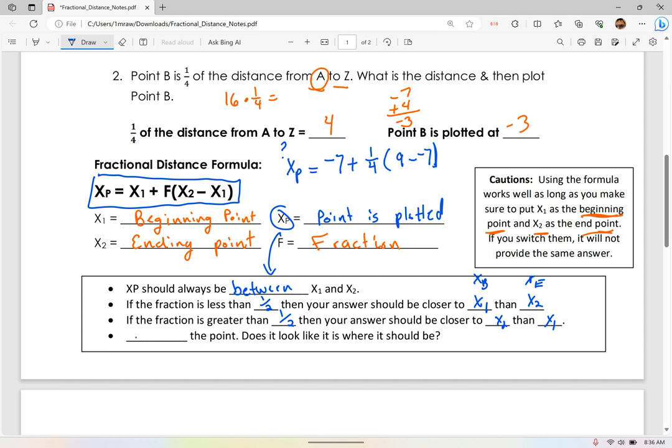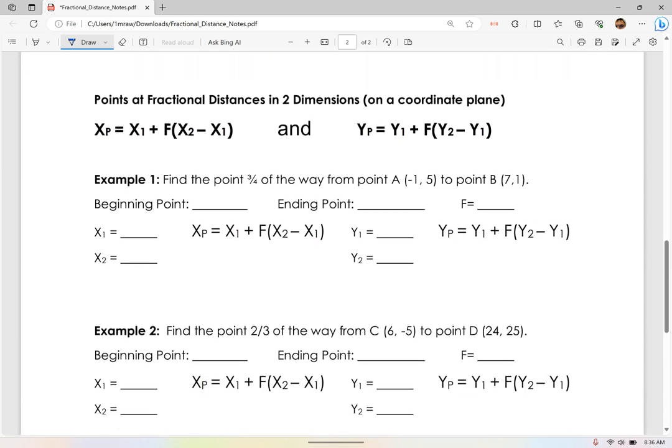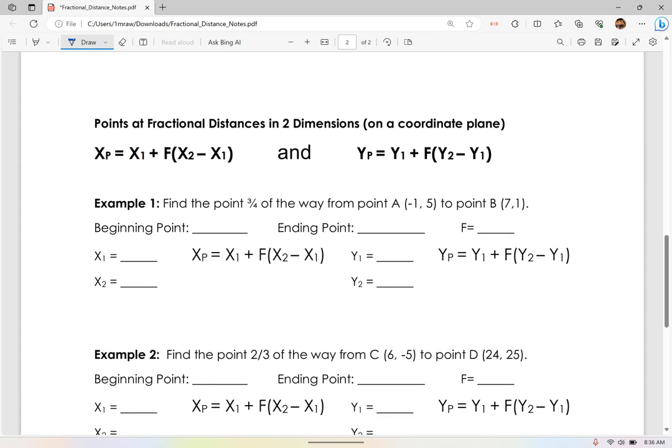And then, of course, you want to plot the point. Does it look like it where it should be, right? Does it look like it's supposed to be closer to one part than the other? Okay. So now we use this formula so that we can derive a point. Obviously, not all points are on horizontal lines. We talked about this the other day. This point could be on a diagonal line, which we would use the same formula, but of course we'd have our x's and y's.